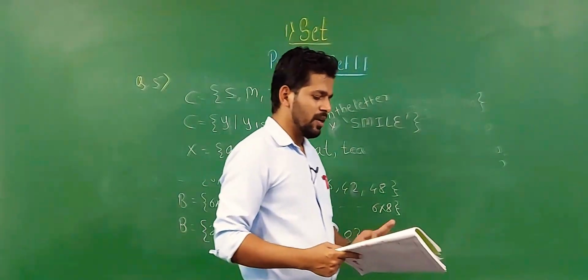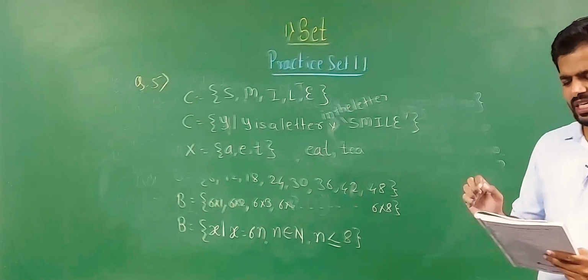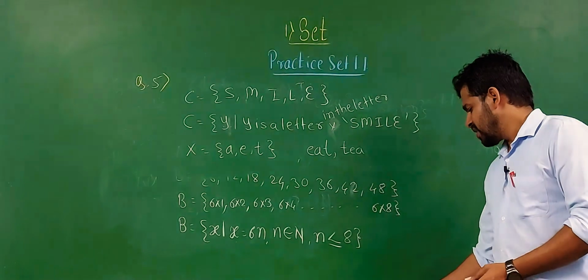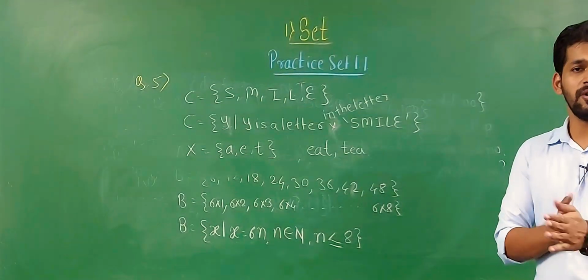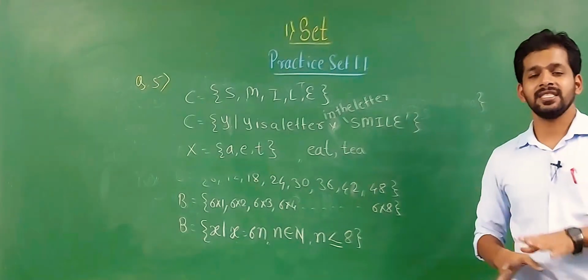Okay, this way we complete our practice set 1.1. It is an easy practice set, it is basic. It depends on only two methods: the listing method or roster form, and the rule method. This way we have completed our practice set 1.1.